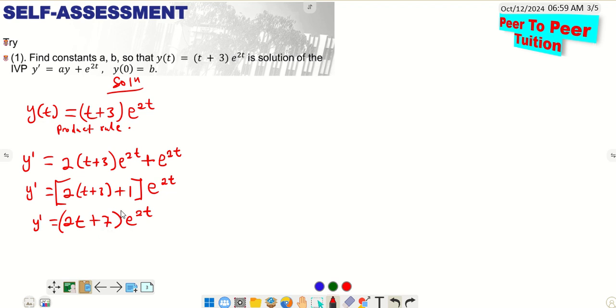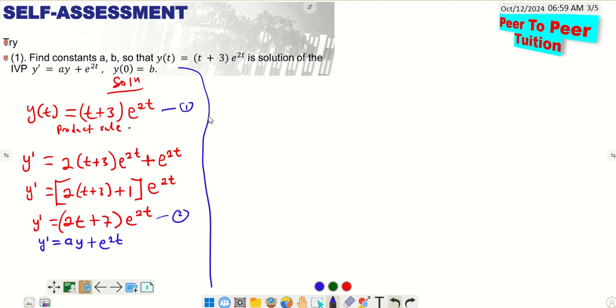Now the next thing we have to do is to substitute this into the differential equation. The differential equation is y prime is equal to ay plus e^(2t). So we are going to substitute this and the solution y into this. So let's do that.